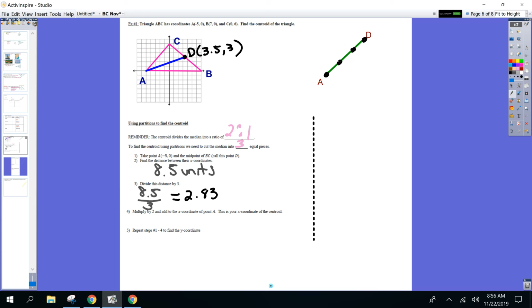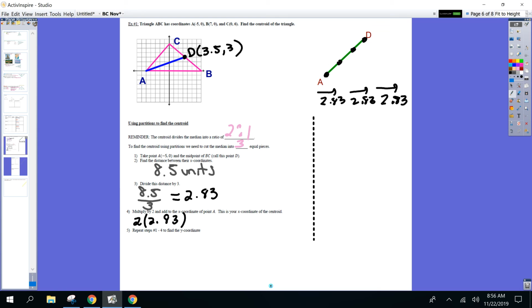So here's what you just found. 2.83, I get to that point. Another 2.83, I get to that point. And then I finish off with another 2.83, and I'm at the end. So how many times do I want to go 2.83 on the x-axis to reach my centroid point? Twice. So that's why I say take 2, multiply it by 2.83. Or you can just add it again. It's up to you.